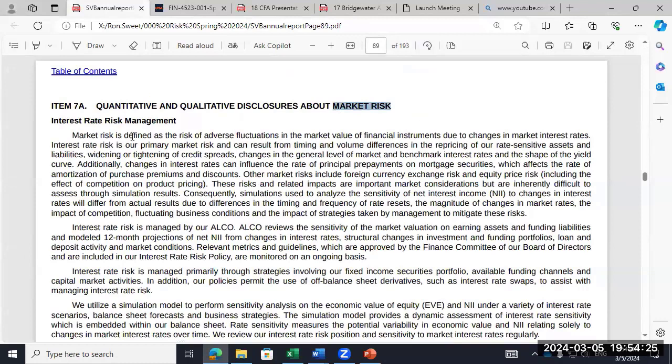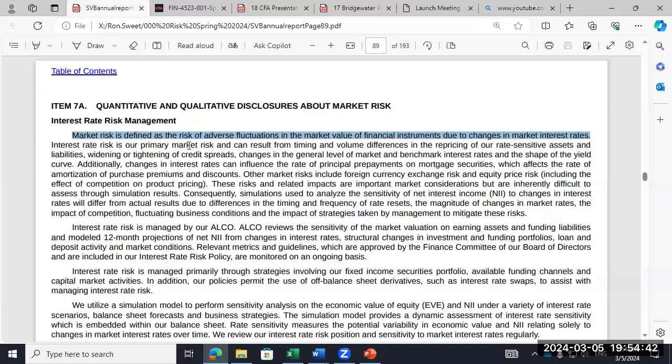Market risk. Market risk is defined as a risk of adverse fluctuation in market value of financial instruments due to changes in market's interest rates. Why do they go under? Because of fluctuation in market values due to changes in interest rates. So yeah, they got it. That is a risk. That is a market risk.